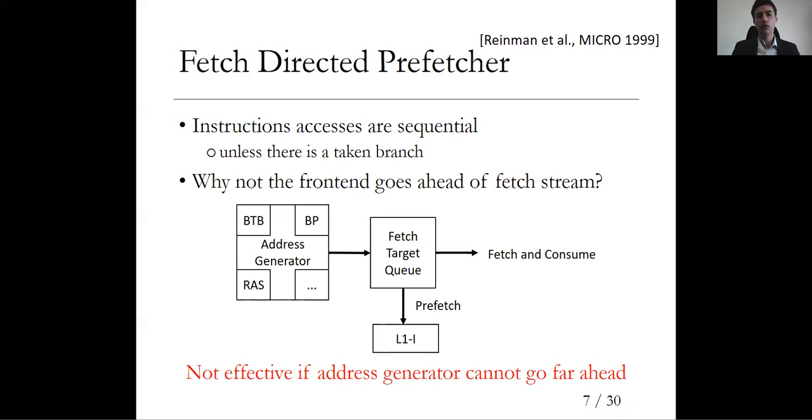However, due to a variety of reasons, for example, a mistake in a branch predictor, a mistake in a branch target buffer, a mistake in a RAS, and so on and so forth, we may make a mistake, we may go to a wrong path, and due to this mistake, we might not be able to go far ahead in order to correctly prefetch enough instructions into the cache.